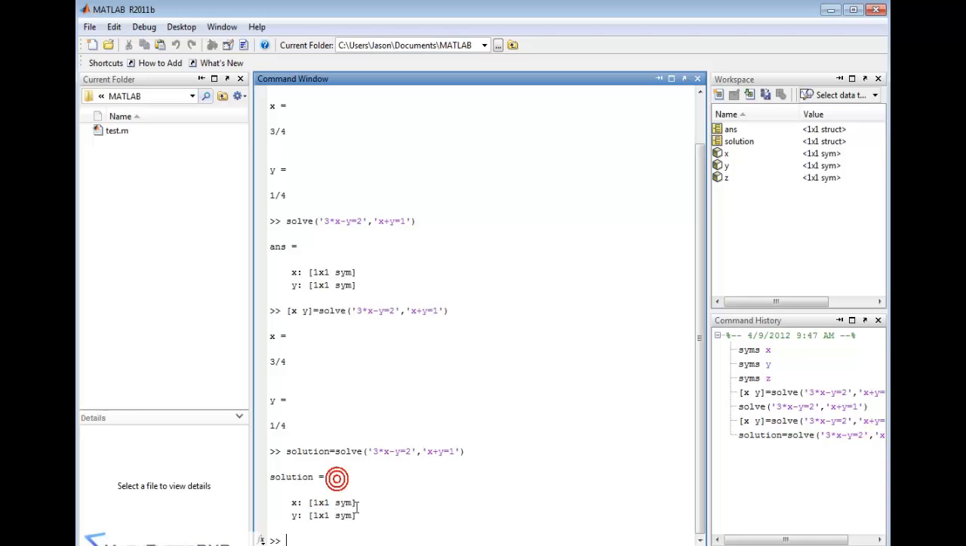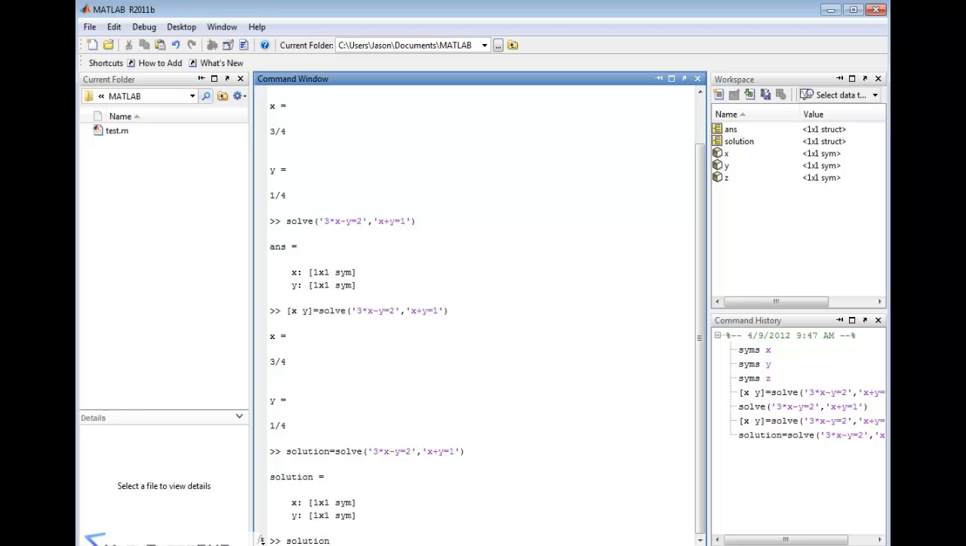So all MATLAB is really telling you is, when you evaluate it and set it equal to a single name, it dumps the answers in the term solution, which consists of x and y, which are both symbols. So the way to get at them, if you're not doing it this way and you're just dumping it into some variable, is you can access them as follows. Solution, notice solution is defined here, and it's a one-by-one structure.